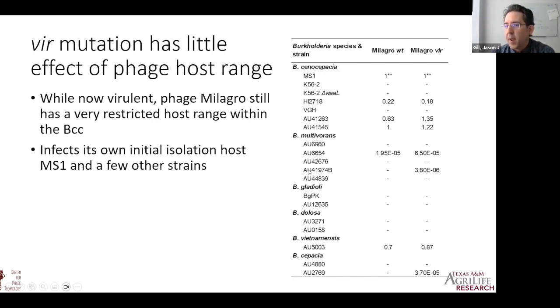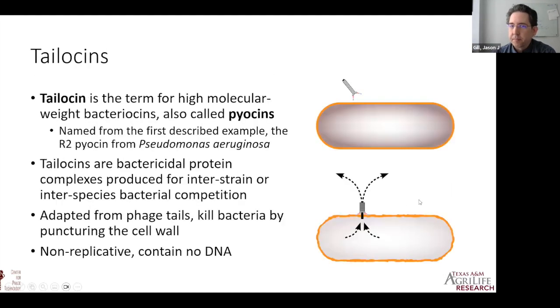So here we have a panel of different BCC isolates. The parental Milagro phage infects its original host, MS1. It's able to infect a few other strains. And the Vir mutant's not a huge difference here. It's able to infect a couple of other strains, not very well, but otherwise we don't see an enormous expansion in the host range here in the Vir mutant.